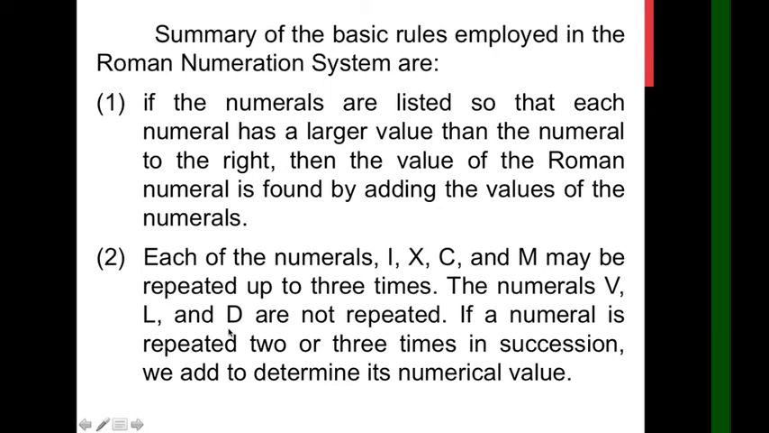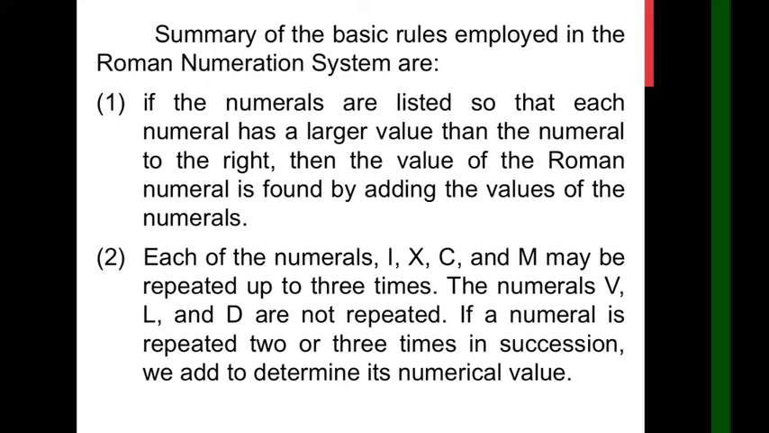So, summary for the basic rules employed in the Roman numeration system are the following. If the numerals are listed so that each numeral has a larger value than the numeral to the right, then the value of the Roman numeral is found by adding the values of the numerals. Each of the numerals I, X, C, and M may be repeated up to 3 times lang. So, after that, hindi mo na siya pwedeng i-repeat.